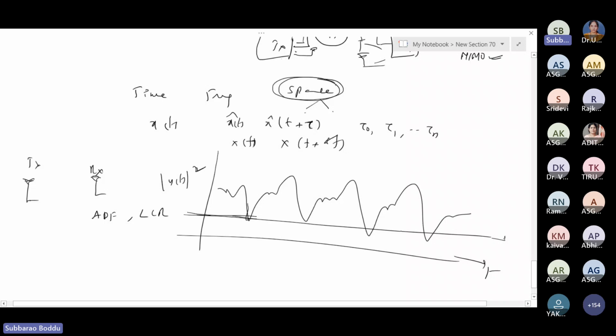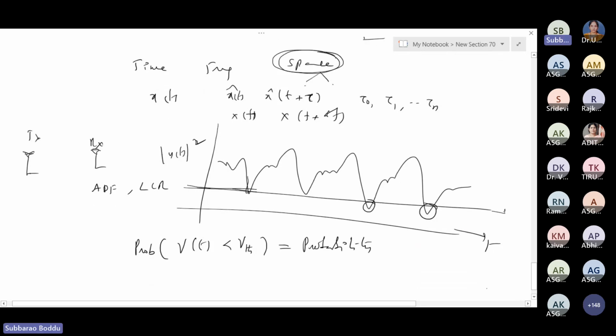If it goes below the threshold, then we say that it is an outage. Here it is an outage, here it is an outage. What we usually define is the received signal strength, or in terms of SNR, received SNR as a function of time. When you define the outage probability, my gamma, which is a function of time, must be less than some threshold, gamma threshold. This is usually the probability. We would like to have this probability as low as possible.